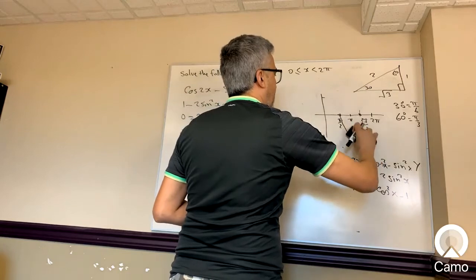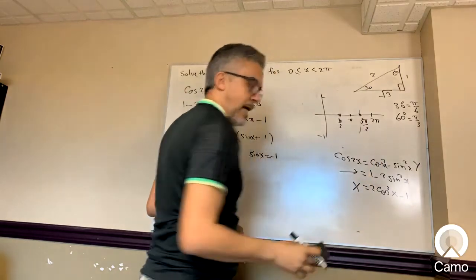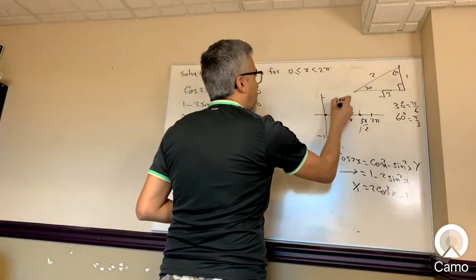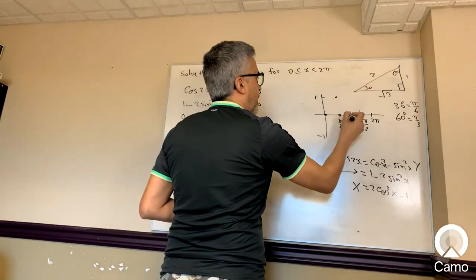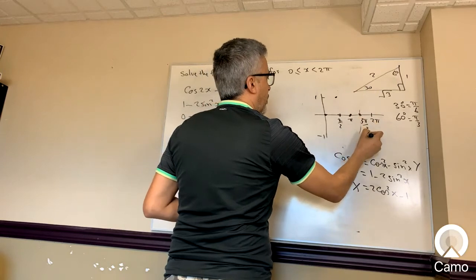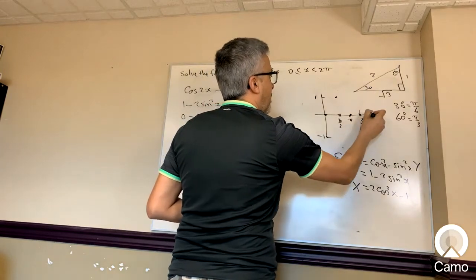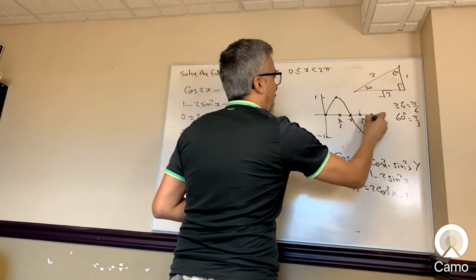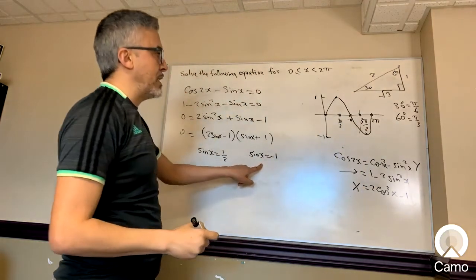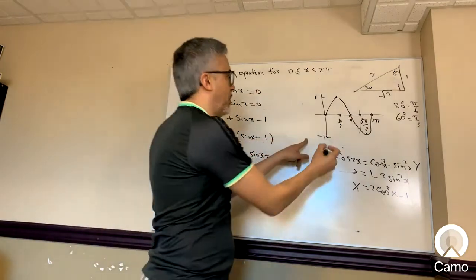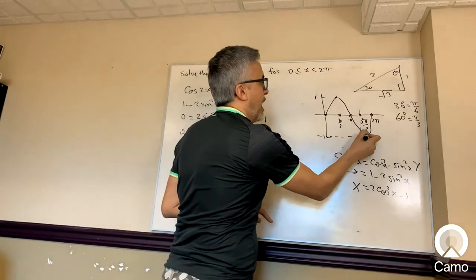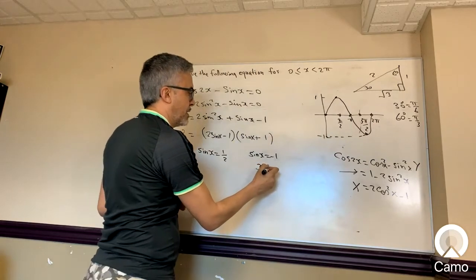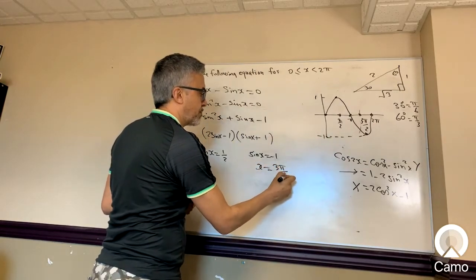So I'm just going to get rid of some of this. And the sine graph starts at 0, goes to a maximum, comes back to 0, goes to a minimum at negative 1, and then goes back to 0. So that's how my sine graph looks. So sine x equals negative 1. Very simple. Negative 1 is right there. So the angle is 3 pi over 2. You just interpolate that from the graph. x equals 3 pi over 2.